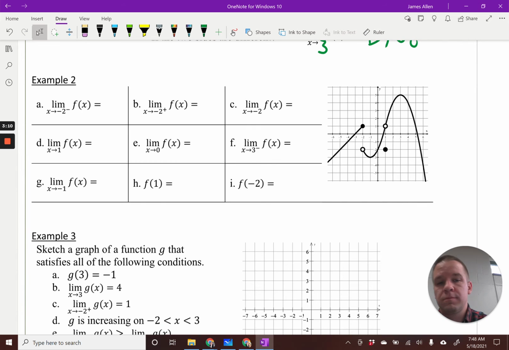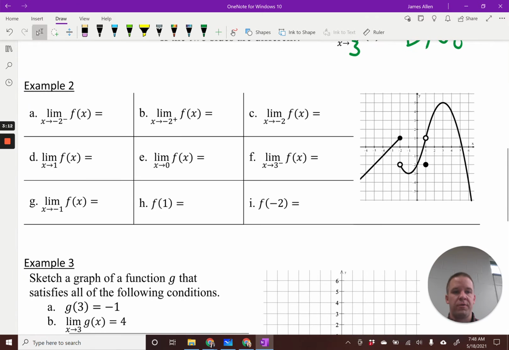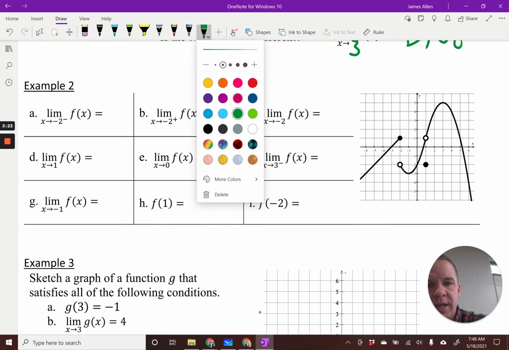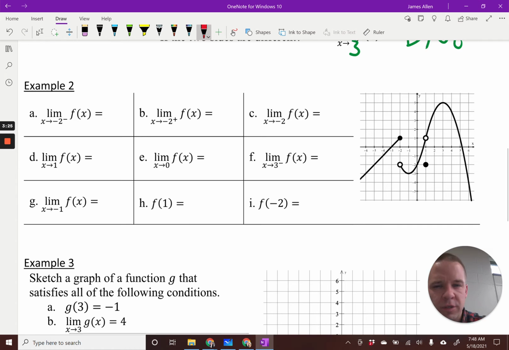Example 2. So we've got this wonderful graph on the right-hand side here, and we've got 9 different questions to answer. So let's work through them. For the first one, we have the limit of f of x as x approaches negative 2 from the left. So from the left-hand side, looking at this stretch here, what am I approaching? I'm approaching positive 1. And that's from the left.